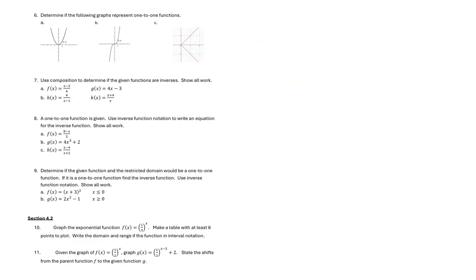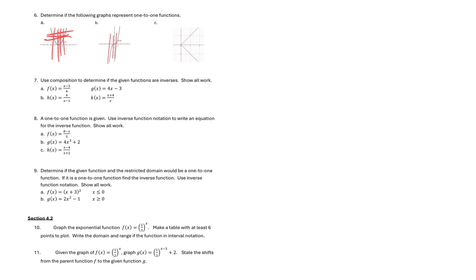Number 6, determine if the following graphs represent a 1-to-1 function. For this one, we're going to use the vertical line test and then the horizontal line test. With the vertical line test, we can see that a is indeed a function, but the horizontal line test shows that there is the same output for multiple inputs. So a is not 1-to-1.